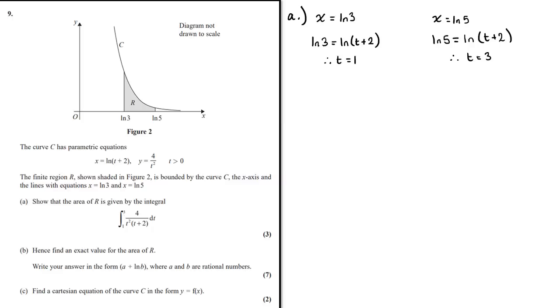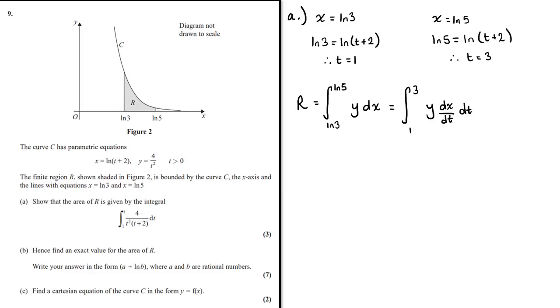Now, when we're doing parametric integration like this, the region that we're looking to find is going to be equal to the integral, and for now I'm going to keep the original limits of ln 3 and ln 5, of y dx. But when we're using parametric integration like this, we have a standard result. Once we transform our limits, with the lower limit being 1 and the upper limit being 3, the standard result we need is the integral of y dx by dt dt. This is a standard result for parametric integration.